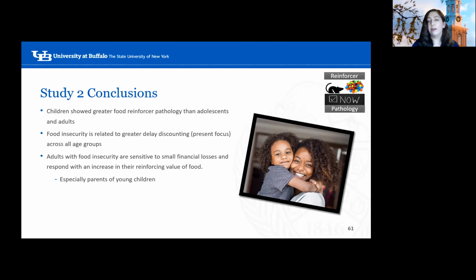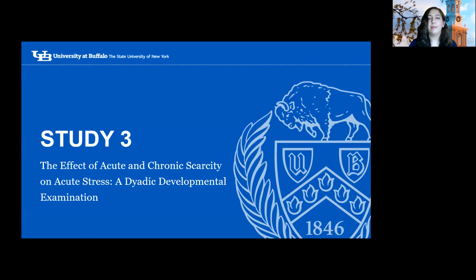Even though it's the parents that are experiencing food insecurity, the effect is strong enough to reach the adolescents and children in this case. Finally, food insecure adults respond to financial losses with an increase in reinforcer pathology, particularly parents of young children. I suspect that this is because the burden of feeding the child weighs more heavily on the parent when they're younger, which increases their own reinforcing value of food, perhaps. I did look at child reinforcer pathology to see if it was driving the parent's behavior, but we did not find any evidence for that.